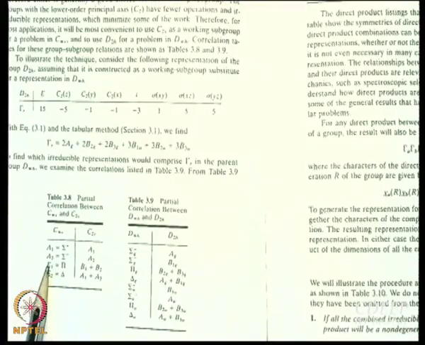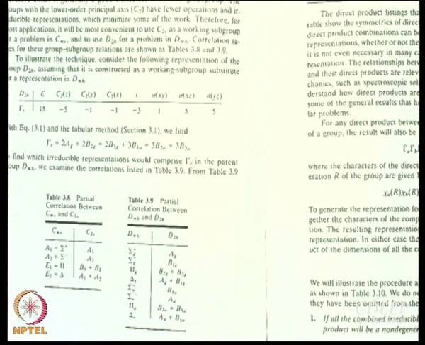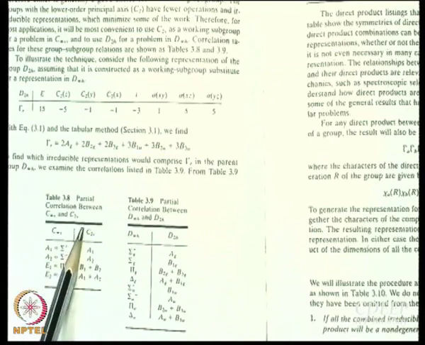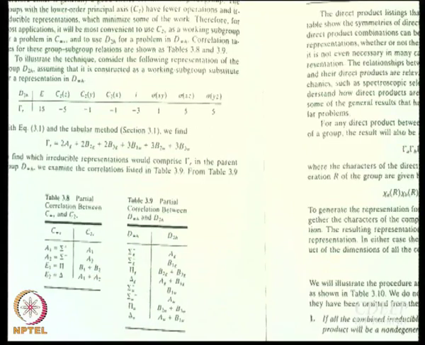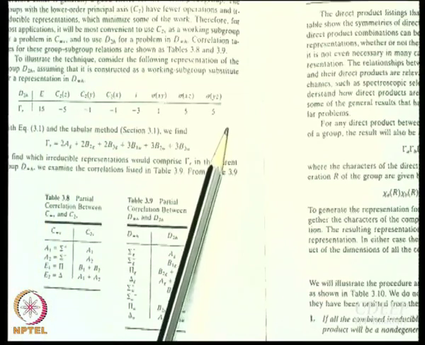So when you do this, these are the partial correlations. It has to be partial correlation, right? Because there are infinite number of symmetry species anyway. So this is the partial correlation between C infinity V and C2V. This is a partial correlation between D infinity H and D2H.